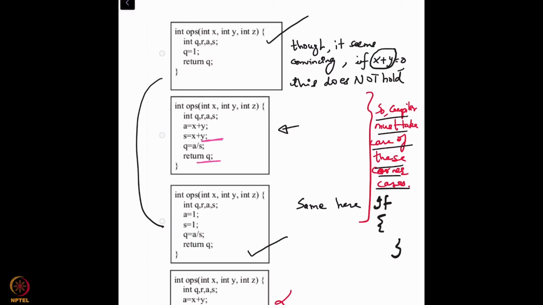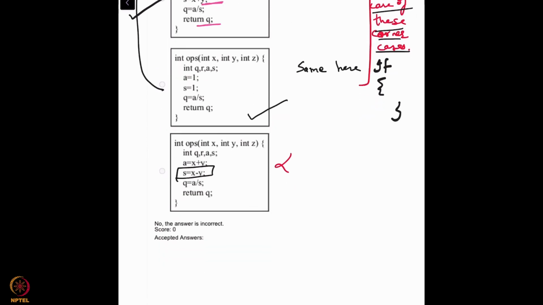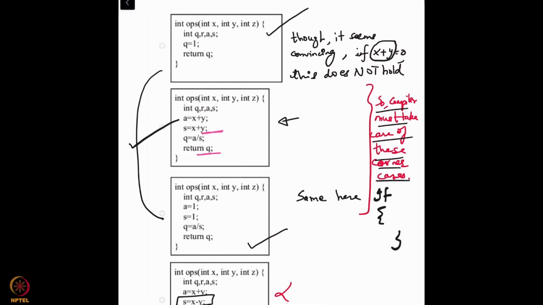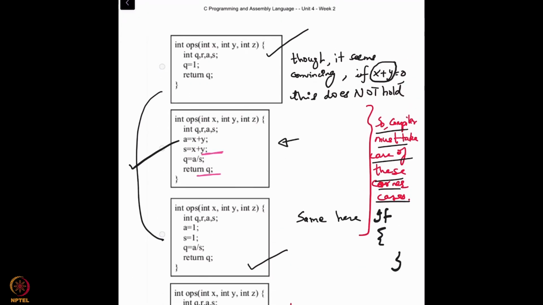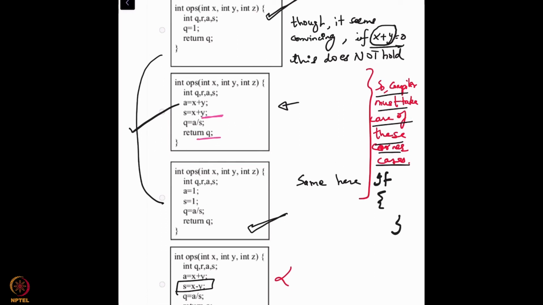Hence option 2 is the only correct answer, and this option is wrong, as it is S equal to X minus Y instead of X plus Y. So this option is wrong. The other three options, option 1 and 3, might look correct, but they are not. Only option 2 is correct, as the corner case X plus Y equal to 0 is not checked for in option 1 and 3 in the compiled assembly output.